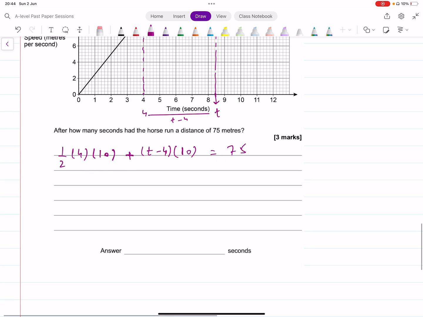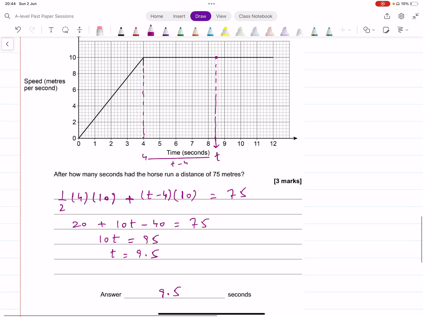And now we can just solve this and see what that gives us. 20 plus 10t minus 40 equals 75. 10t equals 75 plus 40 minus 20, and that's giving me 95. So the value of t that we're looking for turns out to be 9.5. So after 9.5 seconds, the horse has run 75 meters, and that is what we were looking for. This is the final result that we get from this. After 9.5 seconds, the horse has traveled 75 meters.